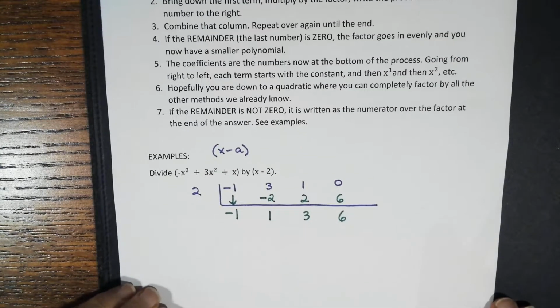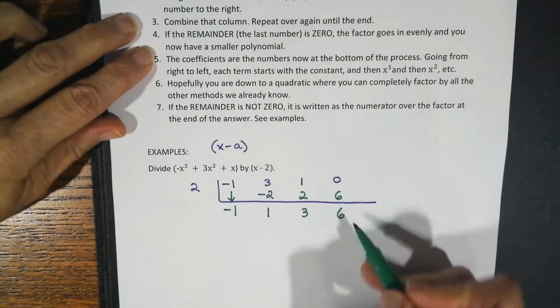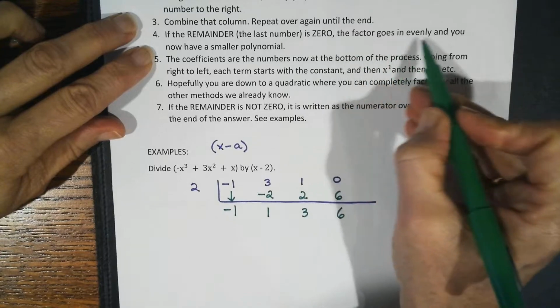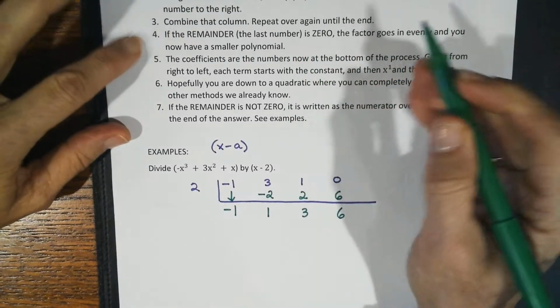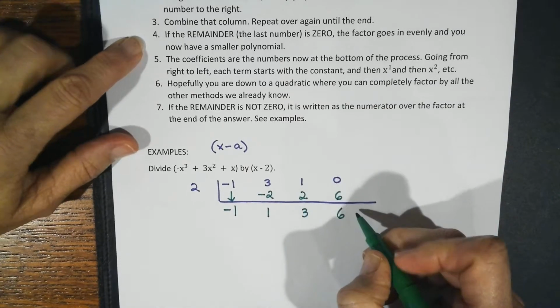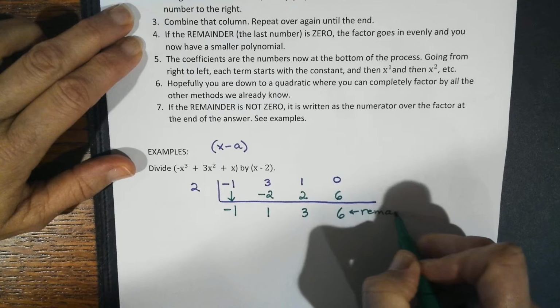Now, the coefficients, okay, if the remainder or the last number is a 0, then this is an even factor, and you have a smaller polynomial. Yay. But if it's not 0, this right here, this last number is our remainder.